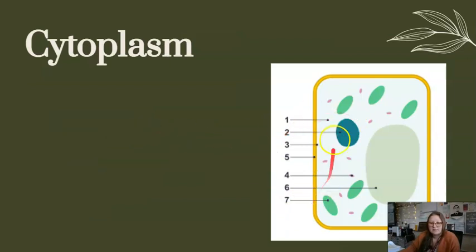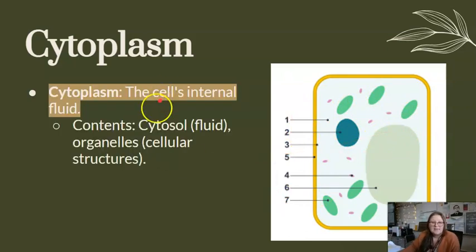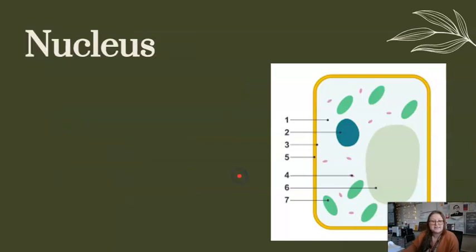All right, cytoplasm, same graphic. It's just the jelly-like filling that takes up the space in the cell. So the cell's internal fluid is made up of cytosol, which is the fluid, and the organelles, the cellular structures, all of these little sprinkles on the inside. It acts as a medium for various cellular processes. We're going to talk about photosynthesis and cellular respiration, and cytoplasm is where some of that can take place.